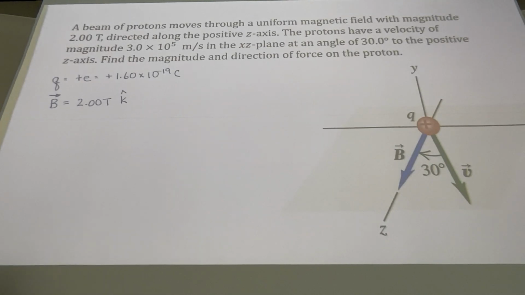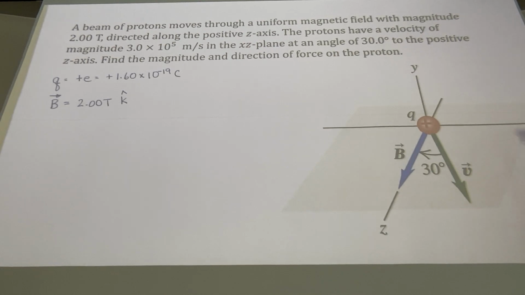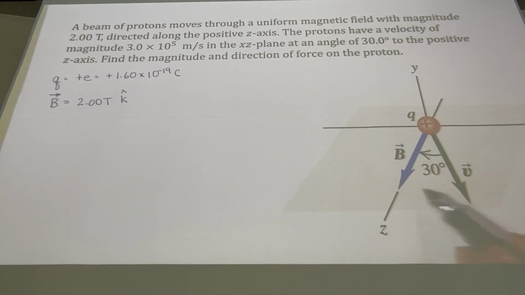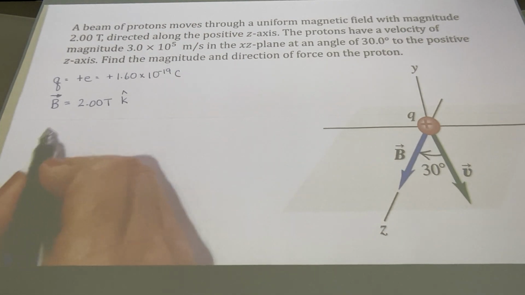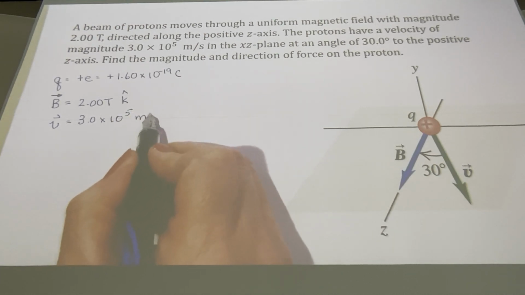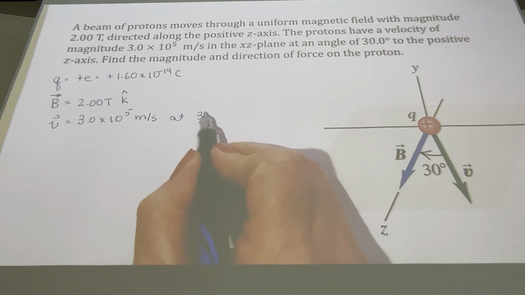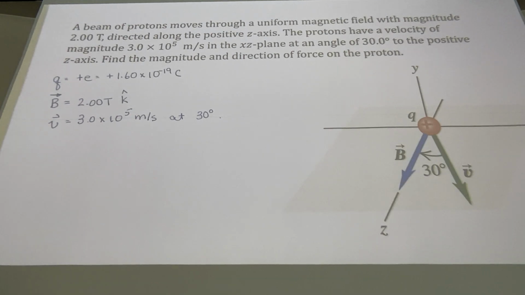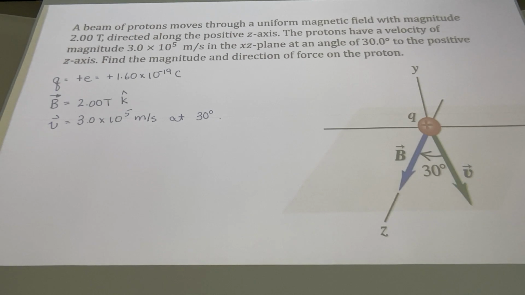The protons have a velocity with a magnitude of 3 times 10 to the 5 meters per second in the xz plane at an angle of 30 degrees. So we're in a plane with the magnetic field, and it points out kind of partly in x and partly in z. So our velocity is 3 times 10 to the 5 meters per second, and I'll just say at 30 degrees, going along with the picture. Right off the top, if you wanted to, you could go ahead and find the components of the velocity. There's a z component and an x component. You could use your sine and cosine to find those components. So if you wanted to do the vector components, you certainly could.